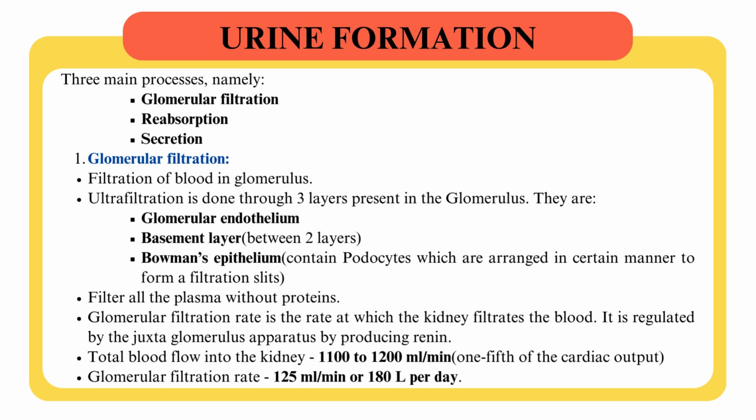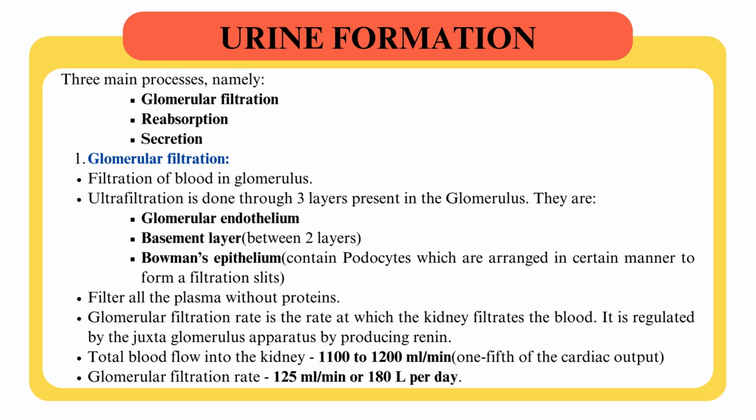Now we are gonna learn about the process of urine formation. 3 main processes in the urine formation, namely, glomerular filtration, reabsorption and secretion. 1. Glomerular filtration, filtration of blood in glomerulus. Ultrafiltration is done through 3 layers present in the glomerulus. They are glomerular endothelium, basement layer between 2 layers, and Bowman's epithelium, which contains podocytes arranged in a certain manner to form filtration slits. It filters all the plasma without proteins.